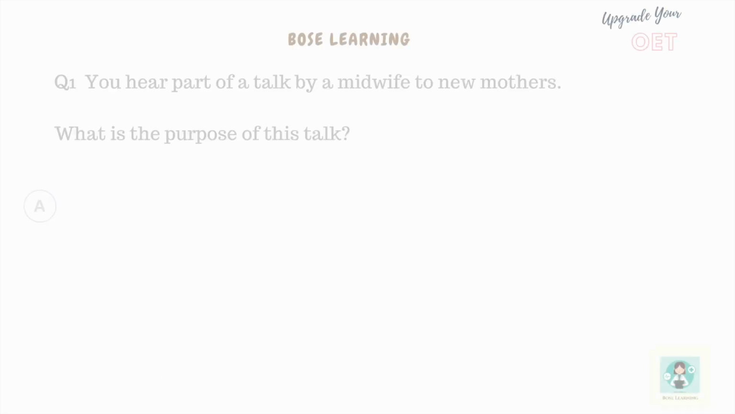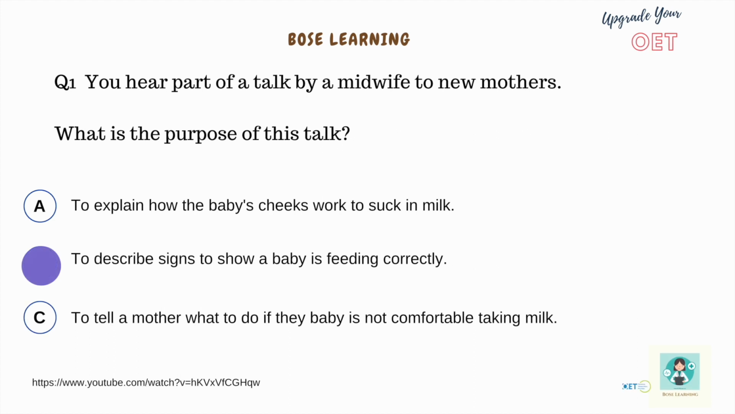Okay, how did you go? So, really, the answer is B, to describe the signs to show a baby is feeding correctly. This is why I said don't just listen to the first thing and put down the answer. Listen to the whole extract. Because she does talk about the baby's cheeks, but it's not really the purpose of the talk. The purpose of the talk is broader.